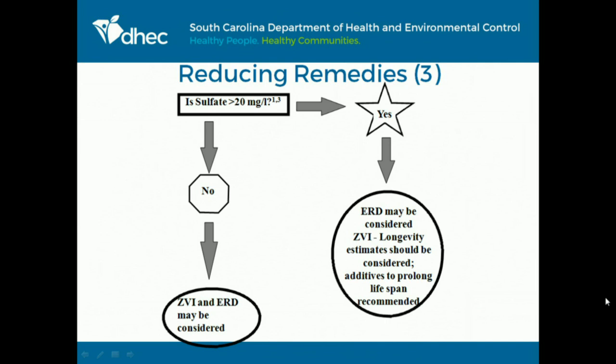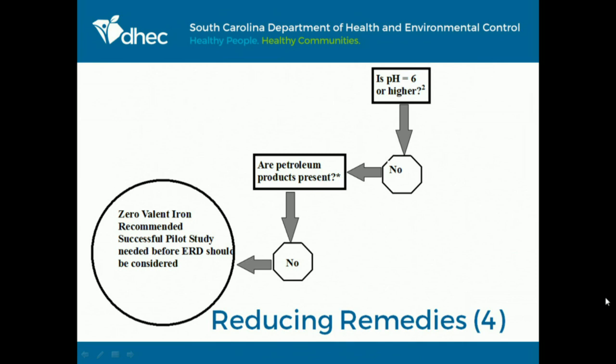Back to page 12, looking at pH. Is pH 6 or higher? No. Are petroleum products present? No. Then the decision tree recommends zero-valent iron. If the facility insists on reductive dechlorination, then a pilot study would be in order. This is just a recommendation from the decision tree. So if they want to prove that they can get it to work, if they want to do some type of bioaugmentation, then they can do that. This just needs to be demonstrated before it's selected as a final technology.